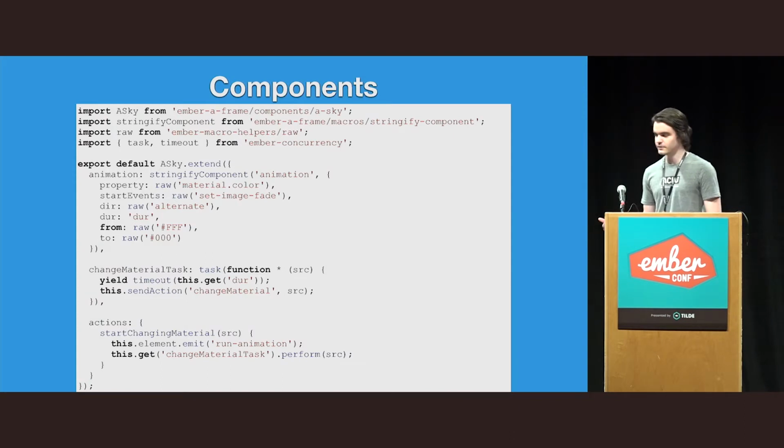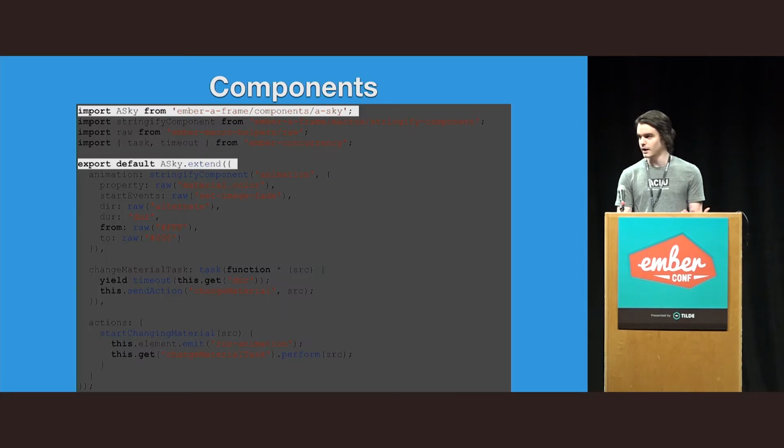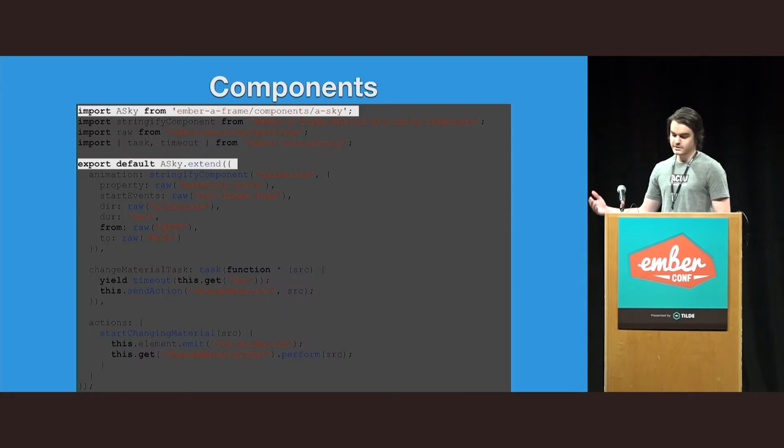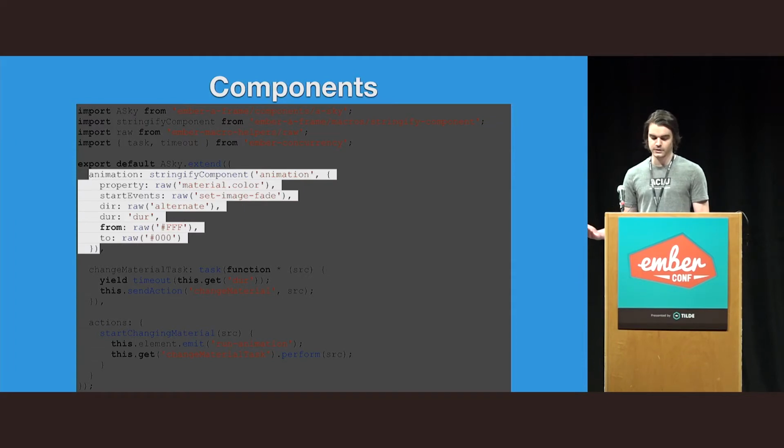Component features can help us in VR. Here's a custom sky component. It's responsible for fading out, changing the sky material, and fading back in. Let's step really quickly through the highlights. This is extending an A-Frame primitive component. It's a macro setting up the animation that fades out, then in.